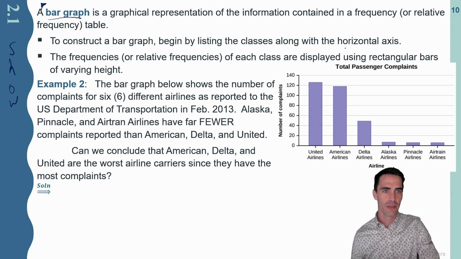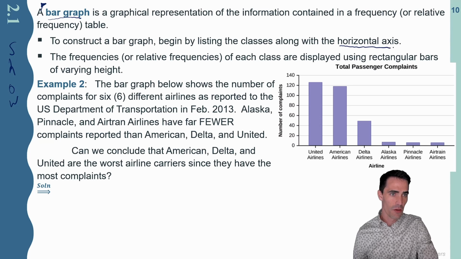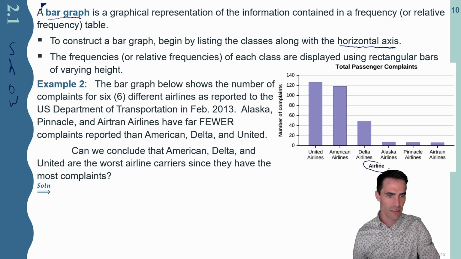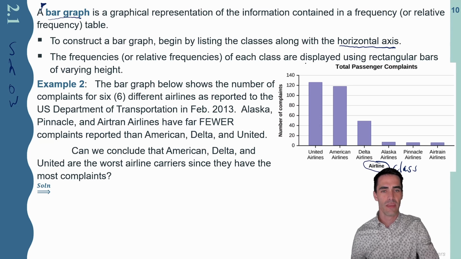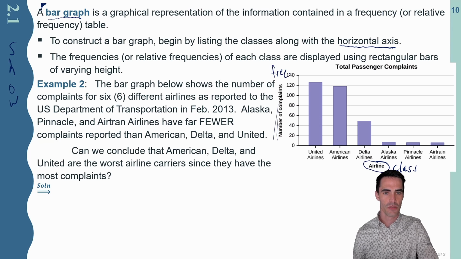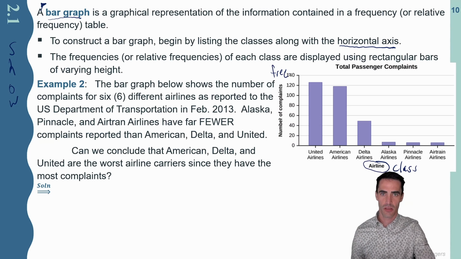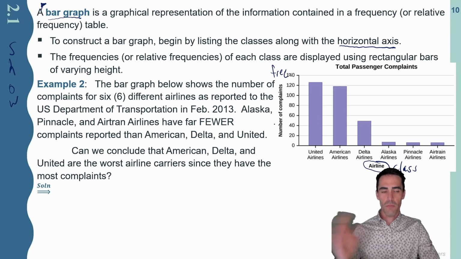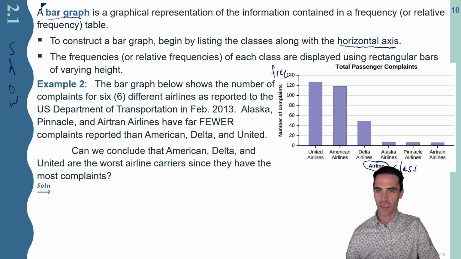But a bar graph always has your classes on the horizontal axis. So here it is. This is my class on the horizontal axis. And then the frequency or relative frequency is always on the vertical. And that's what this little example here shows, number of complaints. And so these are commonly how these charts are written. Let me get into an example and we can see what we can do with these bar graphs.